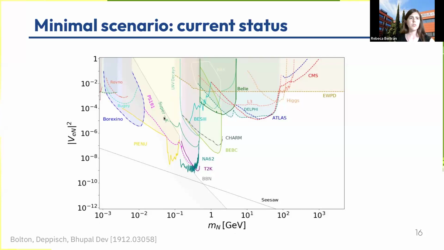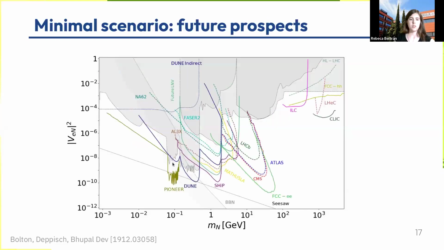These represent all different constraints from collider searches and also other types of experiments. For example, in the high mass range, we see leading constraints from ATLAS and CMS. Here in the middle range, CHARM, NA62, T2K, and for smaller masses, BORTZINO and PIENU. And looking ahead, if experiments like FASER 2, the upgraded version of FASER, or MATHUSLA are constructed, the constraints on these HNLs will improve significantly.